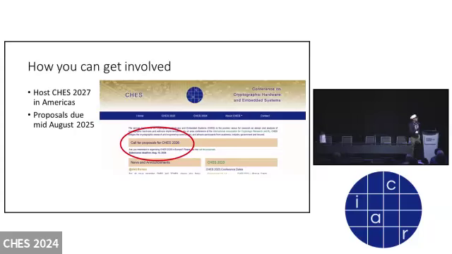And of course, what's also important is to make proposals for hosting the next one. I'm now opening the call for hosting CHES 27 in the Americas. So 3 years from now; proposals are always due 2 years in advance. So by mid-August 2025, we are happy to receive proposals for hosting CHES 27 in the Americas. And that's all from me. Thanks very much. And with that, you can clap if you want.